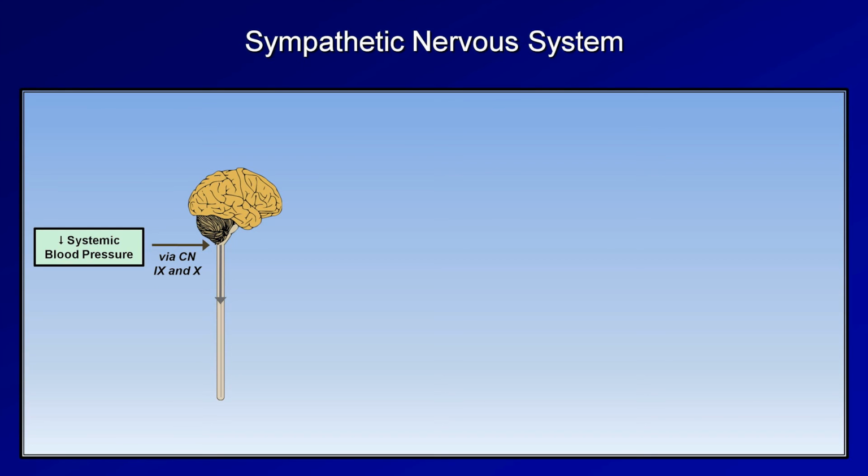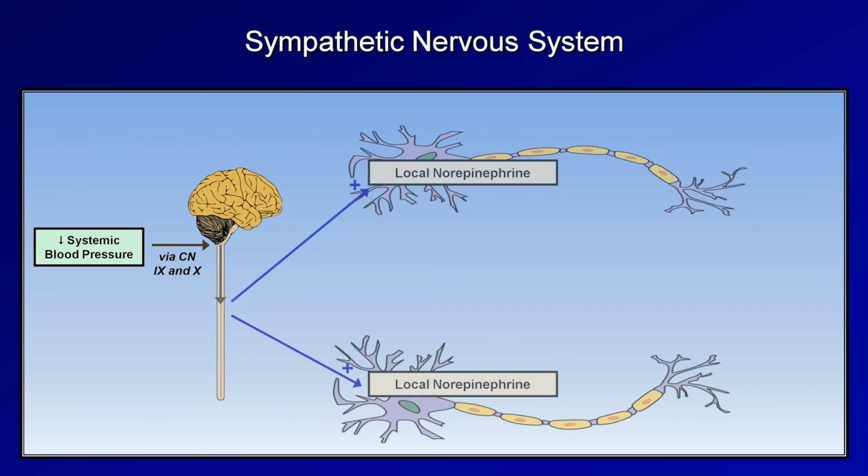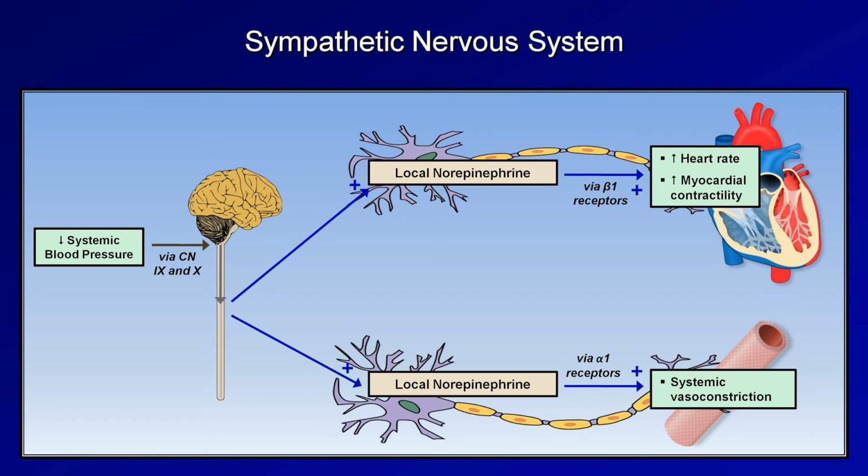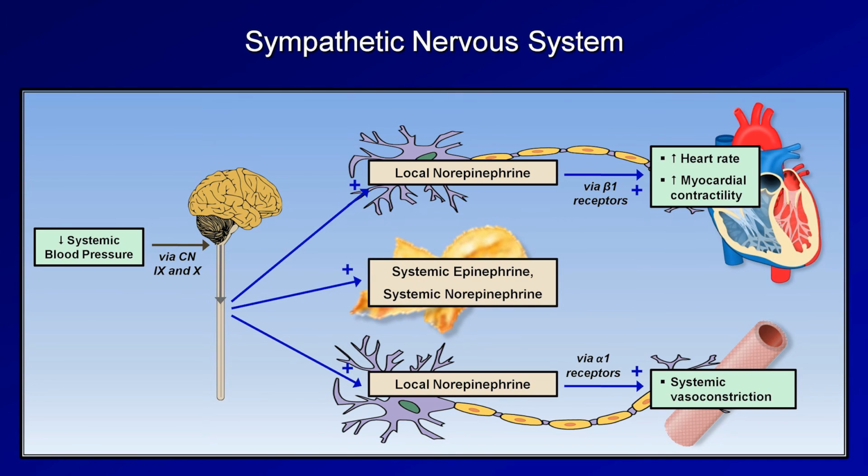Some of the signal travels through peripheral nerves, where they locally release norepinephrine. Norepi release at the heart binds to beta-1 adrenergic receptors, where it causes heart rate and myocardial contractility to both increase. Norepi release on blood vessels binds to alpha-1 adrenergic receptors to induce systemic vasoconstriction of arteries. Finally, sympathetic signals delivered to the adrenal glands results in the systemic release of epinephrine and, to a lesser extent, norepinephrine. These compounds travel in the bloodstream, where they reinforce the actions caused by the locally released norepi.